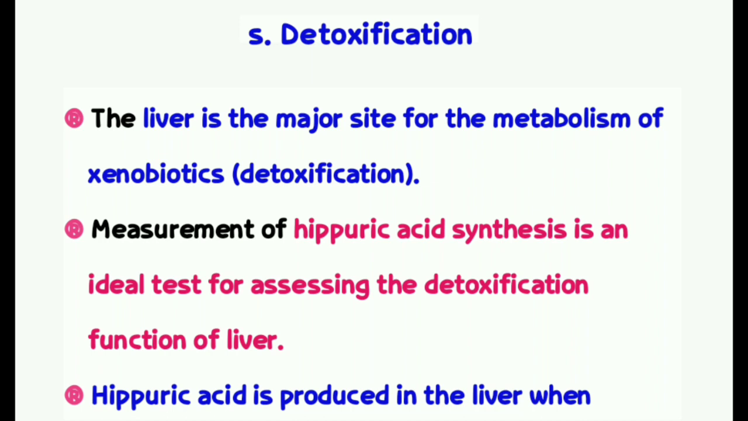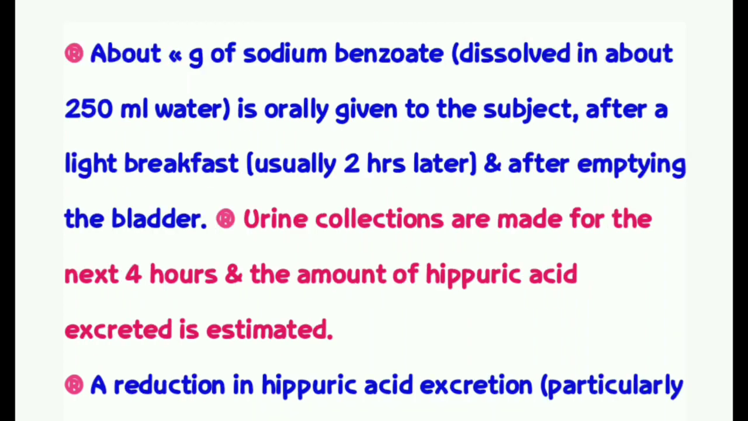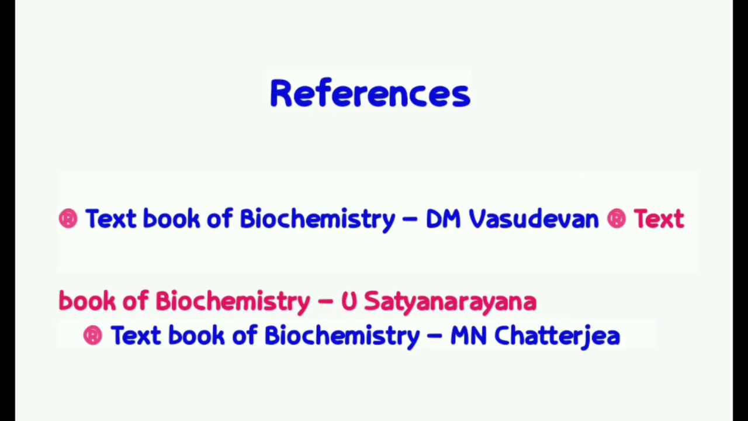Detoxification. The liver is the major site of metabolism of xenobiotics. The measurement of hippuric acid synthesis is an ideal test for assessing the detoxification function of the liver. Hippuric acid is produced in the liver when benzoic acid combines with glycine. About 6 grams of sodium benzoate is dissolved in about 20 to 50 milliliters of water.